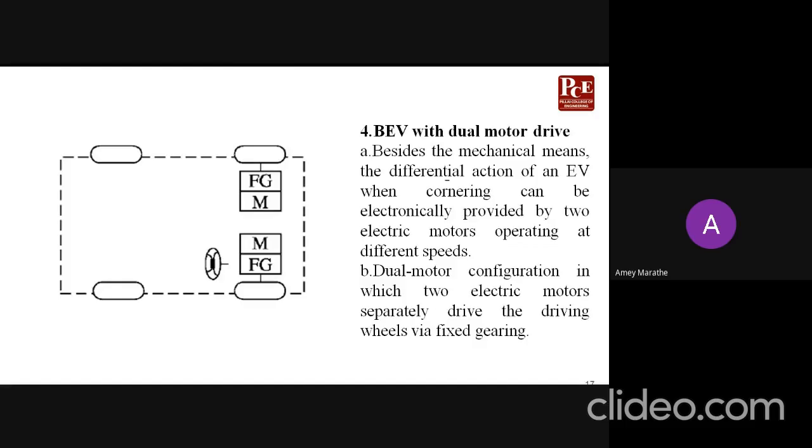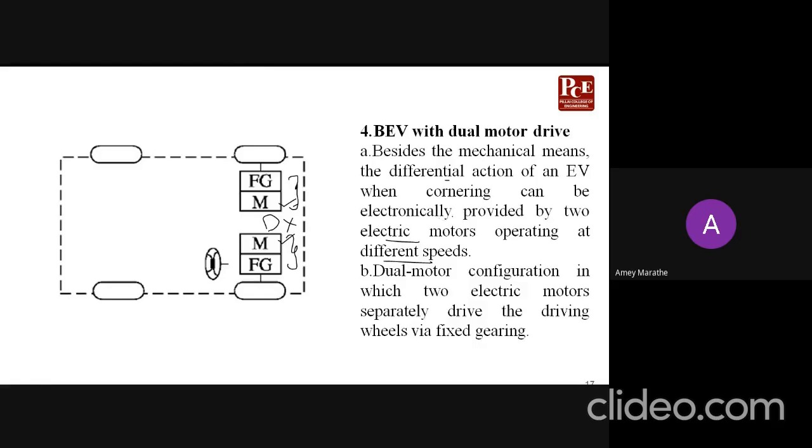It can be provided by two electric motors operating at different speeds. So here you see we no longer require a differential. The work of the differential is done by this motor and fixed gearing on one side, and a motor and fixed gearing on the other side. So these two motors can be rotated at different speeds to achieve the differential action.